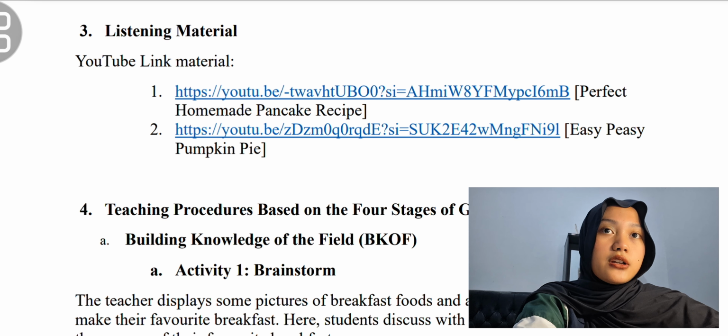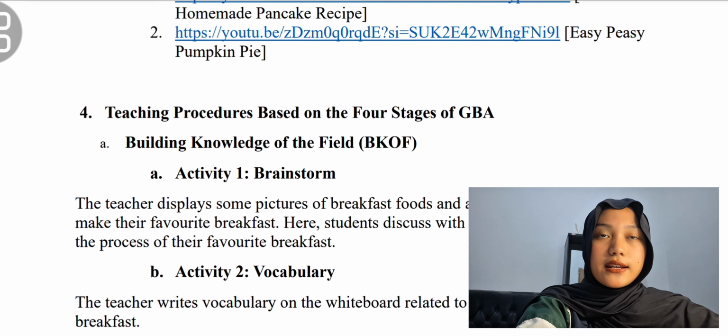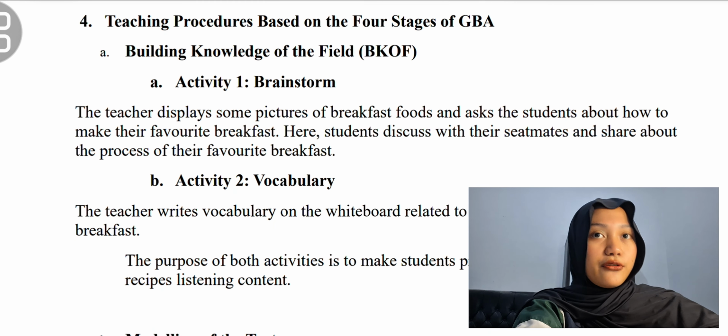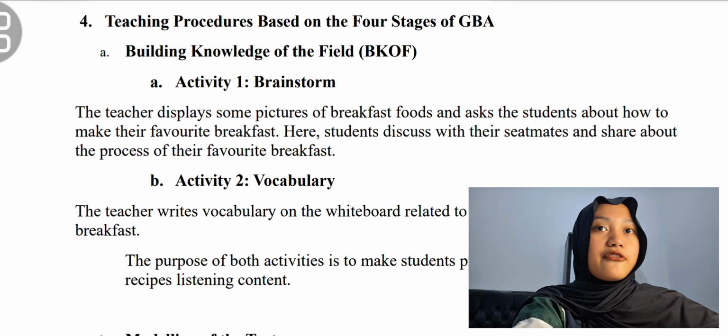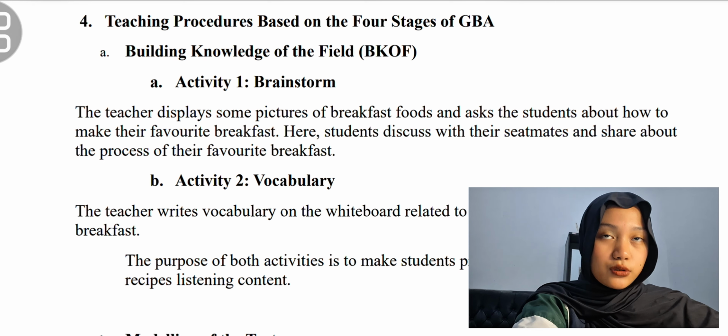Next is teaching procedures based on the 4 stages of GBA. The first one is BKOF, or building knowledge of the field. Here we have two activities. The first one is brainstorming and the second one is vocabulary.